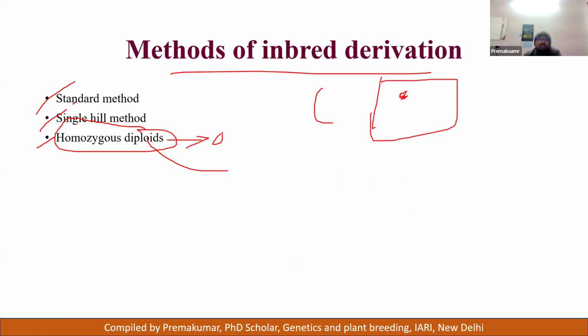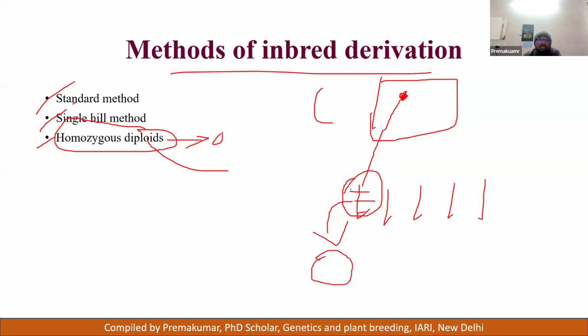You select, progeny select, combining mass selection with progeny selection. You just select some individuals, then go to progeny rows, then select within the progeny and among the progeny, but more emphasis is given within the progeny rows. Then you advance it to the next generation, select the better individuals, advance to F5 or F6, and then you develop the inbred. This is simple pure line selection. It's also called the standard method of inbred development.